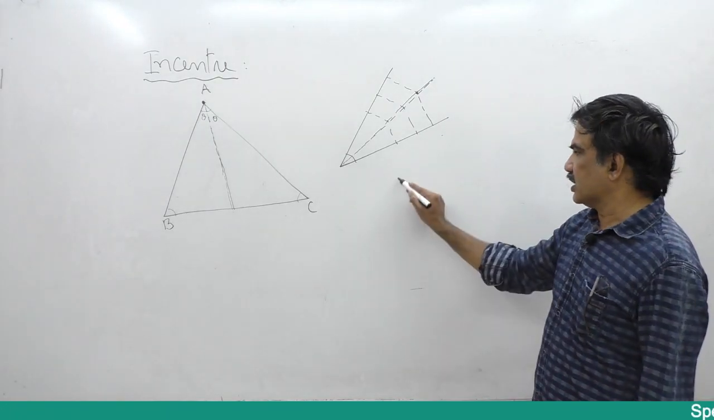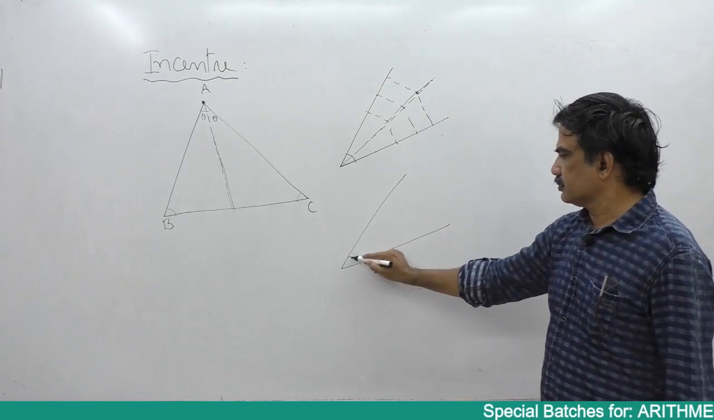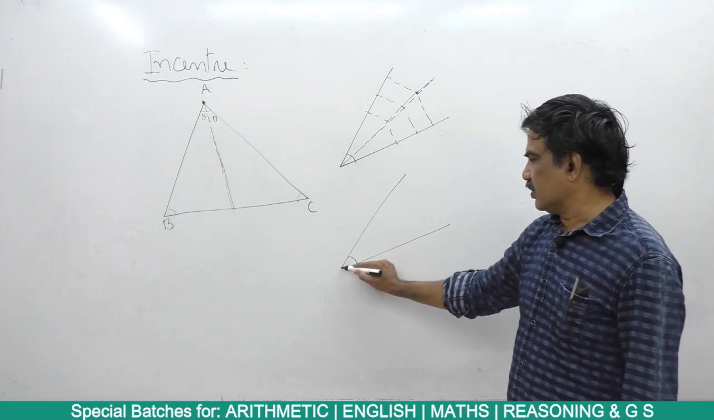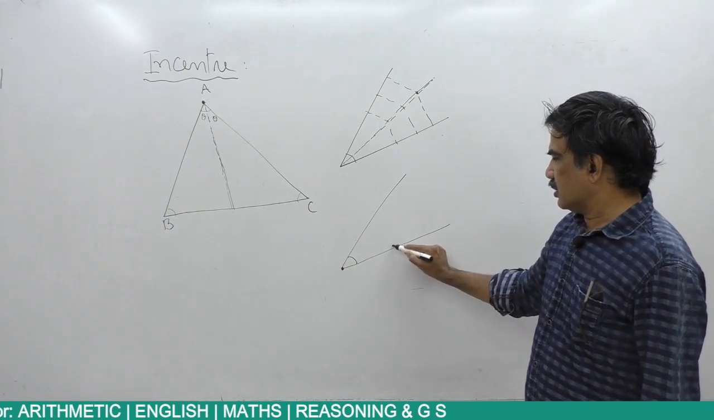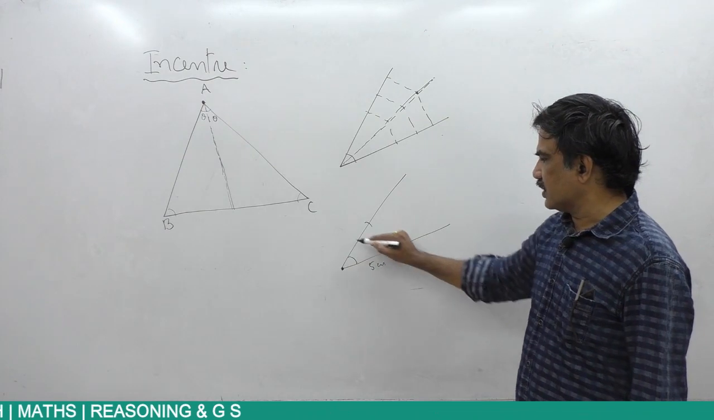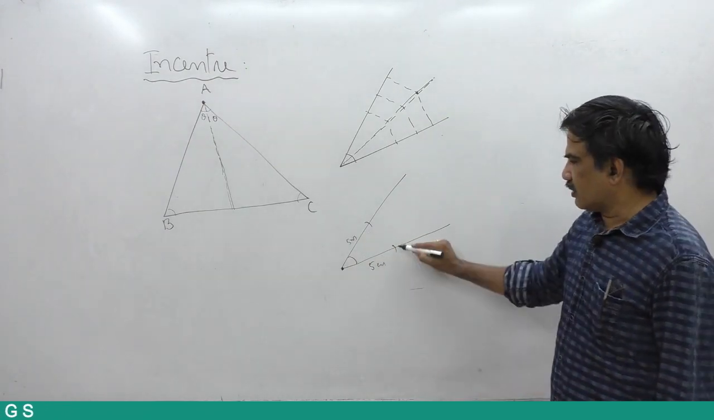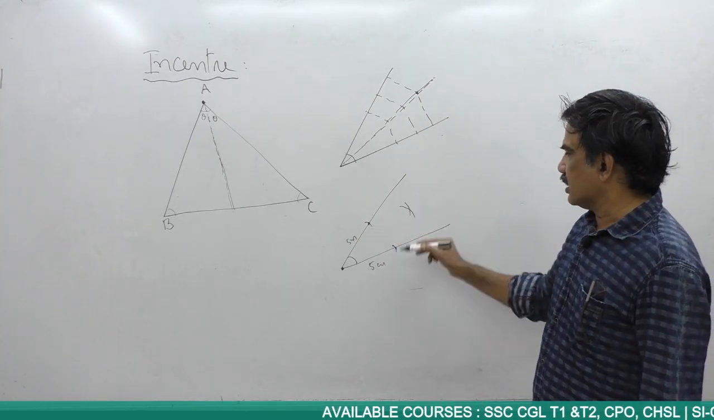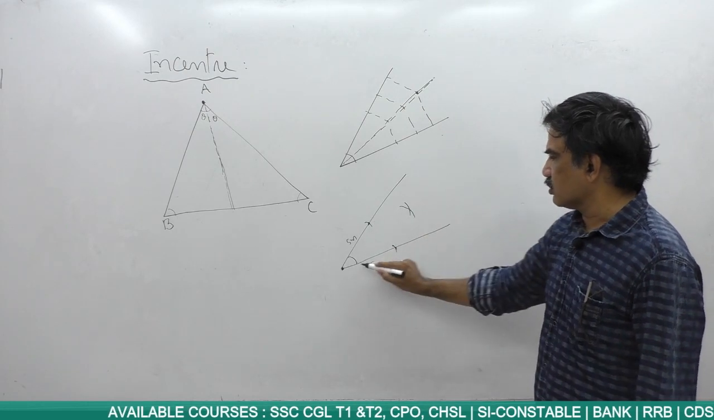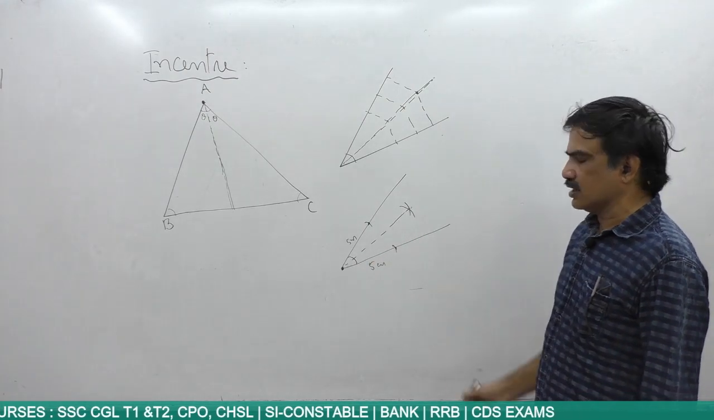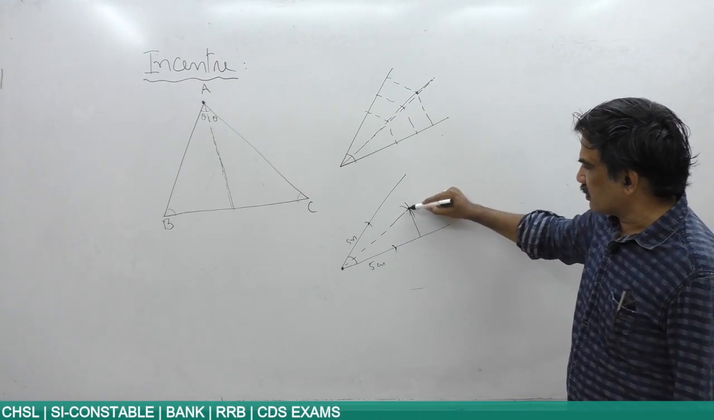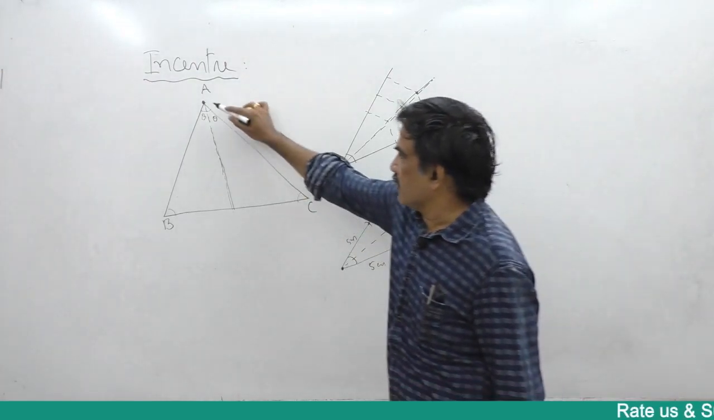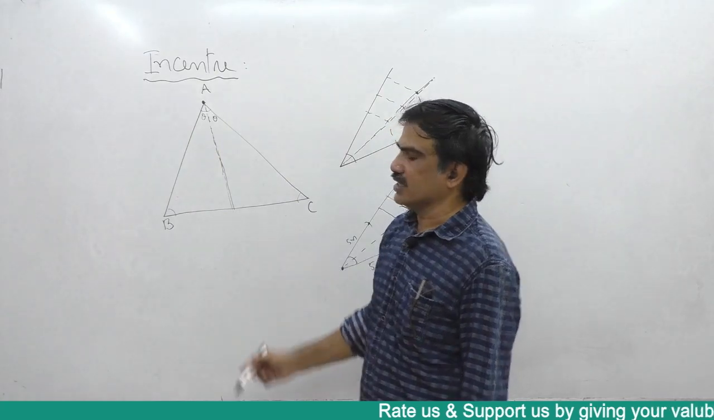Already you know how to draw an angular bisector. If this is the angle, consider a fixed length, let it be 5 centimeters. From this vertex, draw two arcs on the two lines, 5 centimeters each. From these two points, with the same distance, draw two arcs and they intersect each other. Join this point; this is the angular bisector. Every point on this line is equidistant from these two sides.